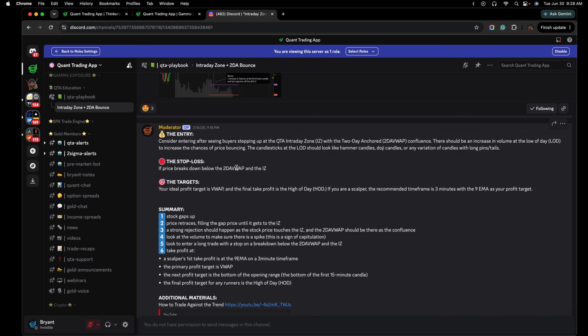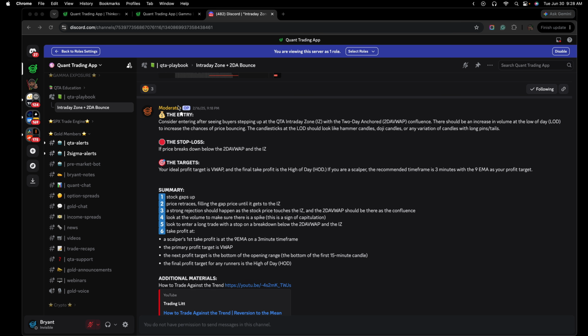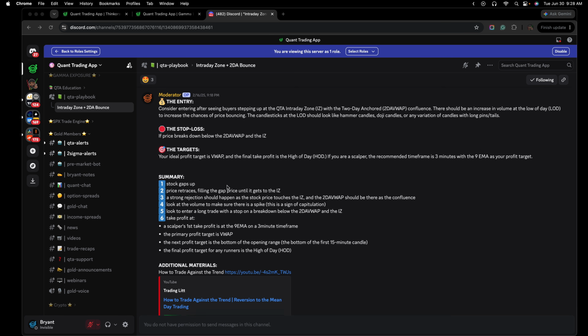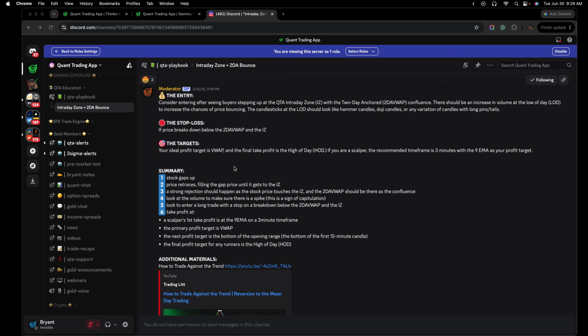On top of that, a setup is something you can duplicate. You want to know what the entry is, you need to have a stop loss, and you need to have your targets in mind. That makes it a clear trade. An A+ setup has multiple confluences. This is what we look for in this setup.